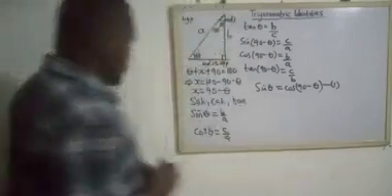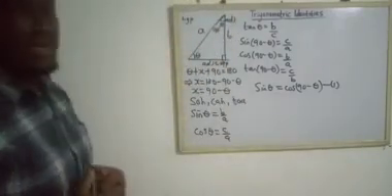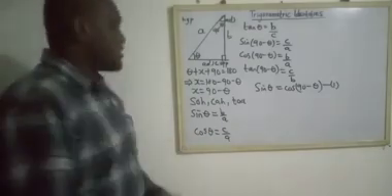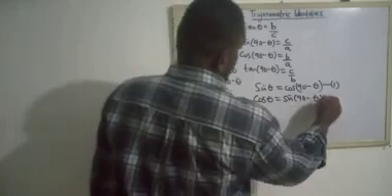Number one. Okay. I also noticed that cos theta, C over A, is actually sin 90 minus theta. C over A. That is another trig identity. I take note of that. Cos theta is equal to sin 90 minus theta.